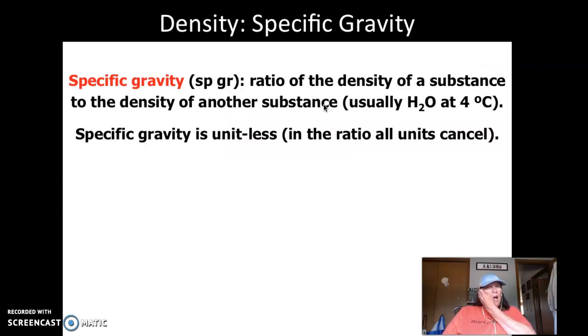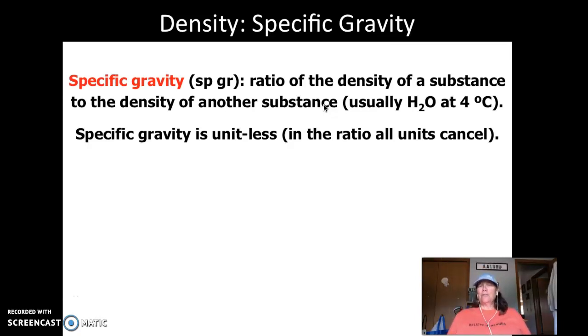Okay. There's also something called specific gravity. It's the ratio of density of one substance to density of another. Probably the most common thing we use specific gravity for is if you ever test your antifreeze to see at what temperature it freezes.